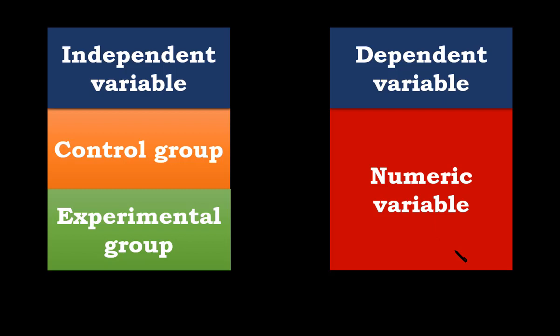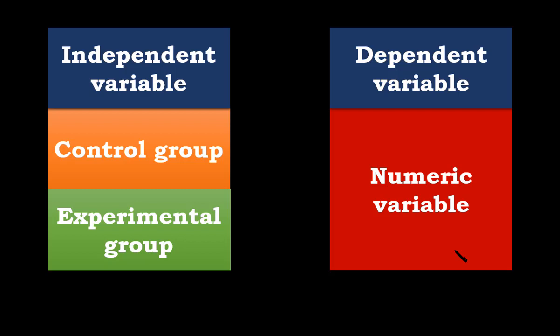We want to know whether the experimental group performs better than the control group, or that the values in the experimental group are higher than those in the control group. Or if it is something bad, like depression, we want to see whether in the experimental group those values are lower than those in the control group.